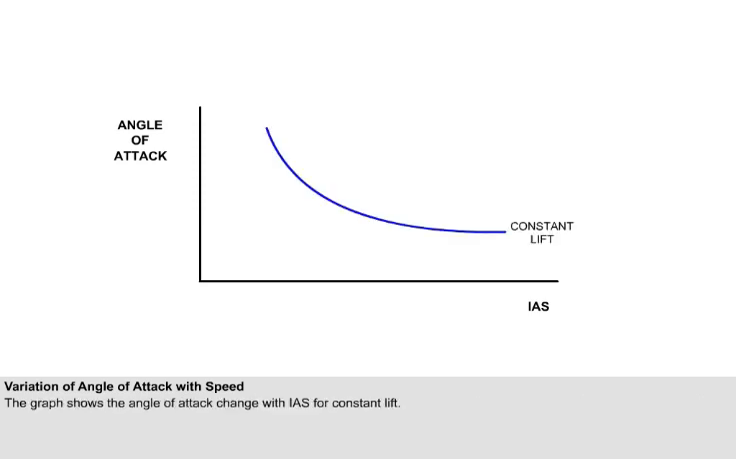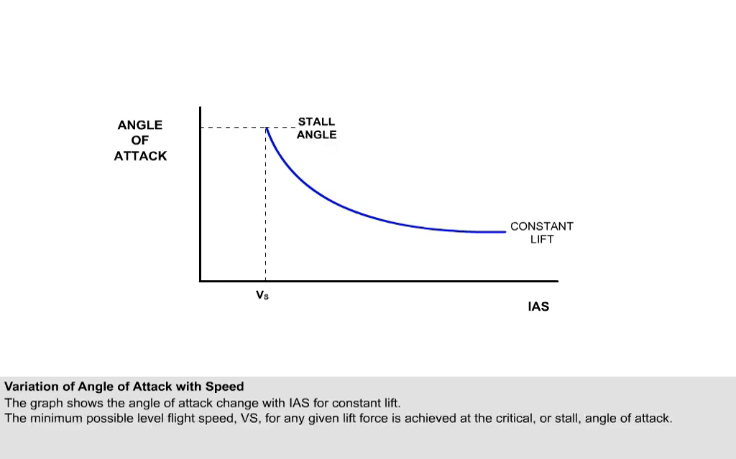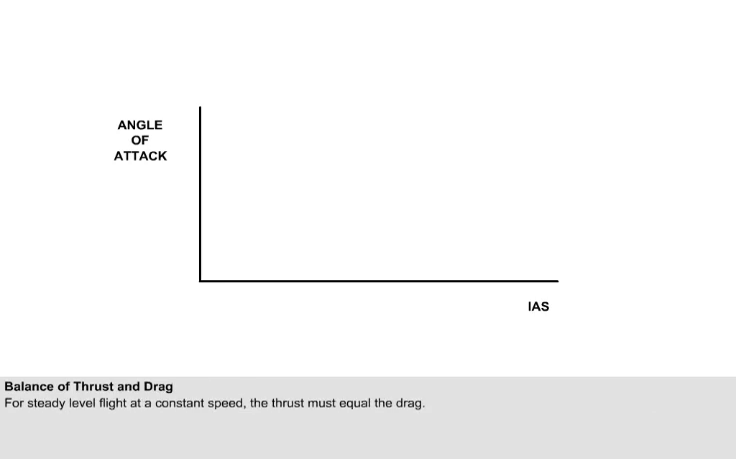As the lift changes with the square of the speed, but in direct proportion to the angle of attack, the angle required for constant lift will vary as shown on the graph on the screen. The minimum possible level flight speed, Vs, for any given lift force is achieved at the critical or stall angle of attack. For steady level flight at a constant speed, the thrust must equal the drag.